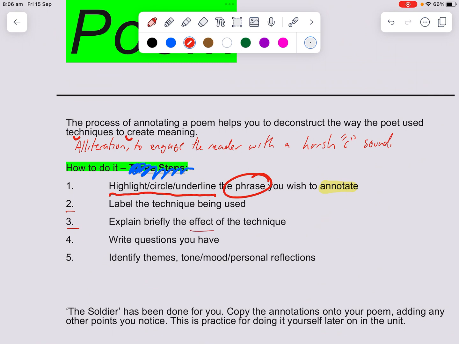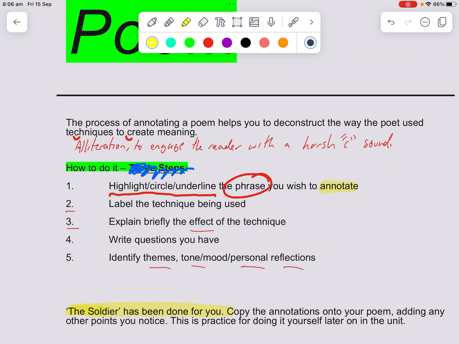But also, getting into it, you would write down questions you have, and then on the side you'll also be identifying themes, tone, mood, personal reflections. So we have a copy of The Soldier that has been done for you, but I really want you to go, okay, I am going to try and do this myself, because it's actually something you have to do going into Year 12. So it's not just because it's fun, but for your assessment, you've got to be able to notice techniques and notice meanings.